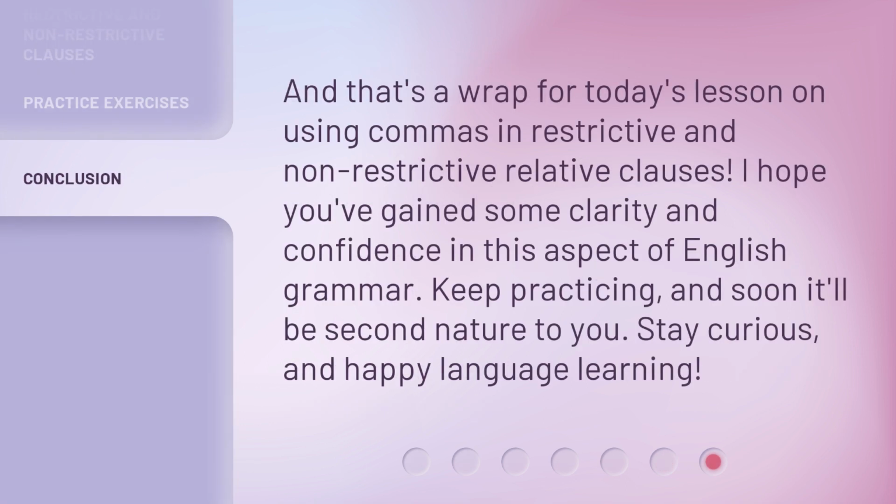And that's a wrap for today's lesson on using commas in restrictive and non-restrictive relative clauses. I hope you've gained some clarity and confidence in this aspect of English grammar. Keep practicing, and soon it'll be second nature to you.